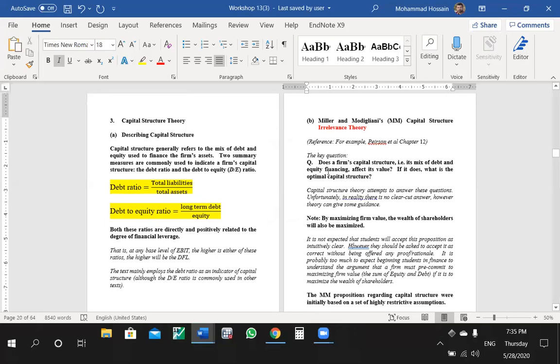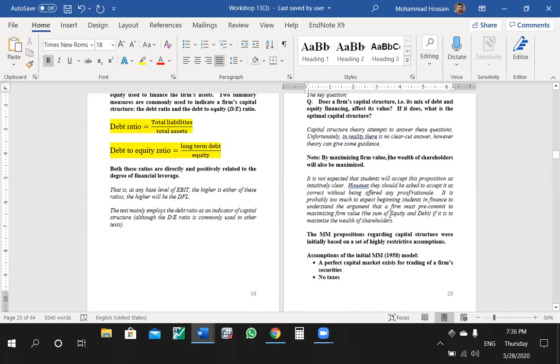So what should be our actual percentage? What proportion should be our debt and equity ratio? Okay, there is no answer for this question. It depends. It depends on the tax structure, the tax shield, tax saving, it depends on so many things.